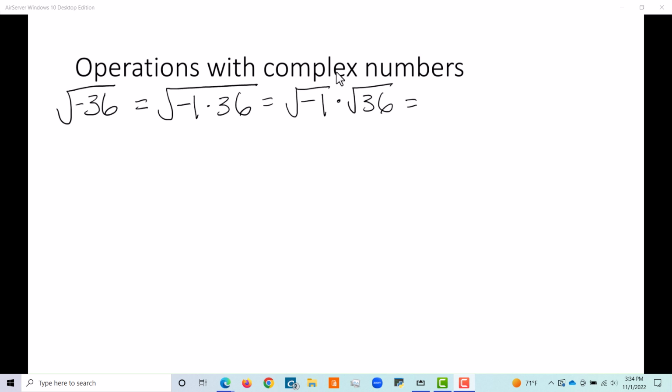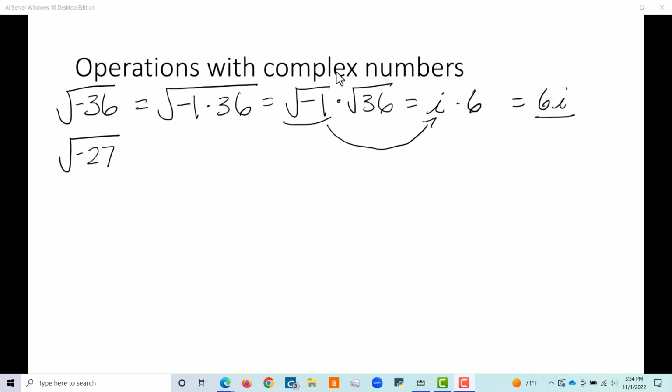You may or may not remember that the square root of -1 is represented by the letter i. And the square root of 36, we know, is 6. The square root of -36 is simplified down to 6i. This is a form that we can use. Let's look at another one.